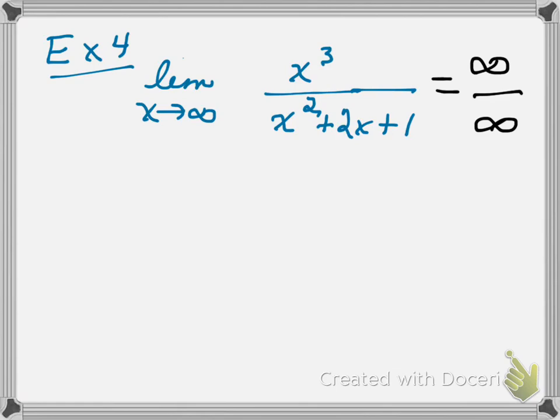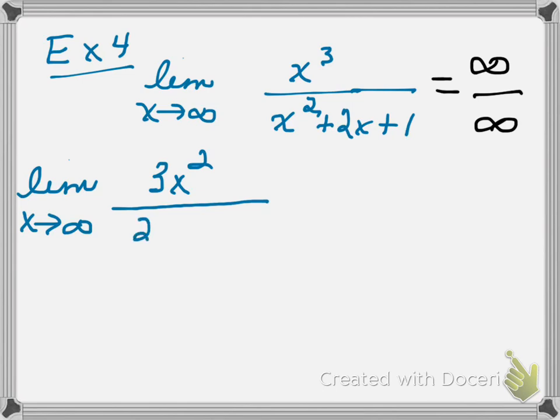And L'Hopital's rule says take the derivative of the numerator and the denominator. So if I do that, I will have the limit as x goes to infinity of 3x squared. That's the derivative of the numerator. The denominator comes out 2x plus 2. All right, now we'll plug in the infinity again. Notice when I do that, I get infinity over infinity again. So that just means that you're allowed to use L'Hopital's rule again.